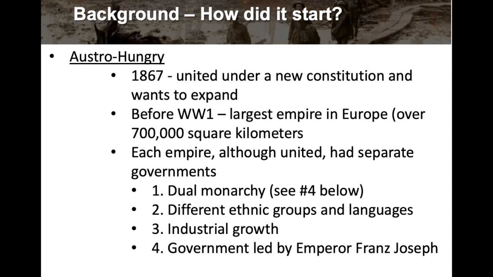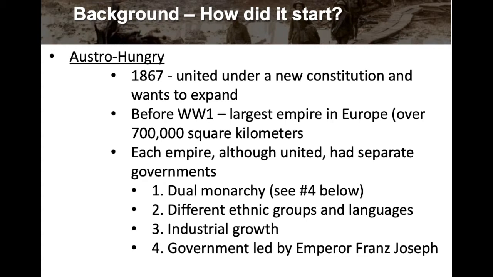So each empire, although united, did have separate governments. Okay, so it's kind of an odd situation. They have this constitution that brings them together, but they had these different characteristics. Number one, they were a dual monarchy. Okay, that's kind of odd to say. It's united, but they have two monarchies. Which we're going to check out in number 4 below.